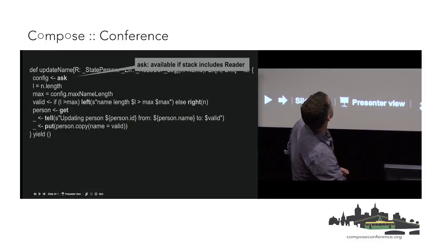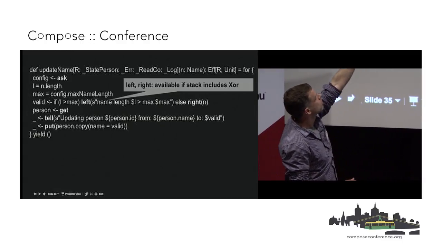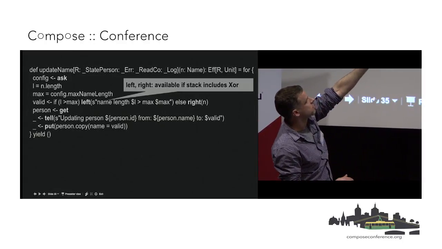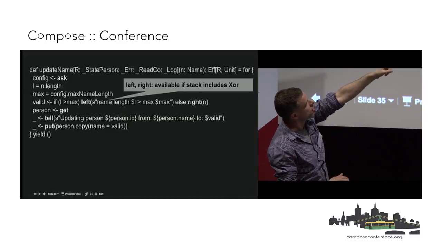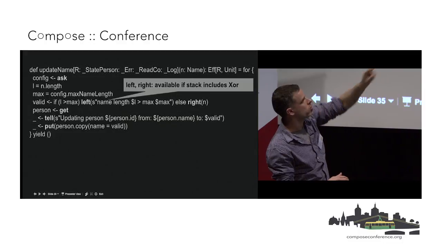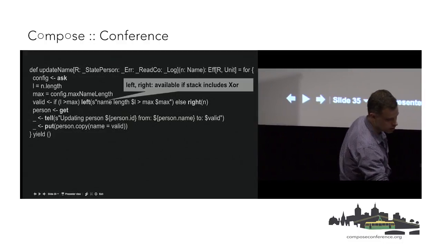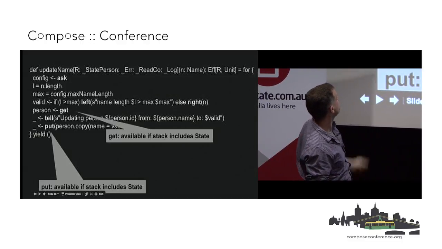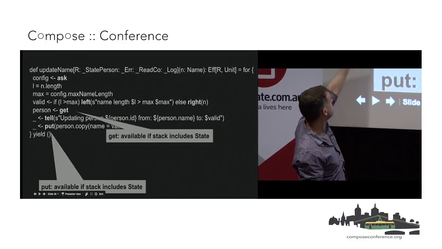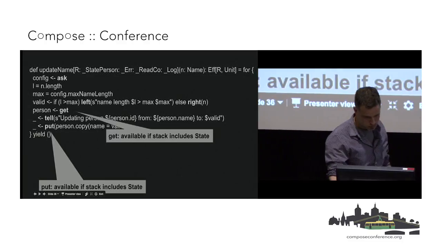We get left and right that let us signal there's been an error in the case that the name exceeds the maximum length in the configuration, or we can indicate that all's well by passing the next value out through a write. We get the ability to read from the state monad with that get syntax there, and we get the ability to put back into the state monad with the put syntax down the bottom.